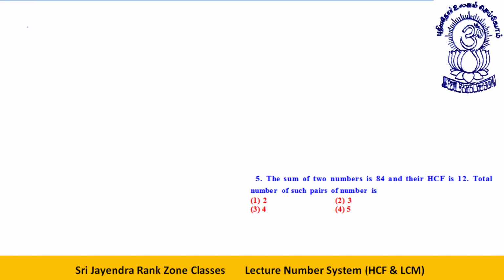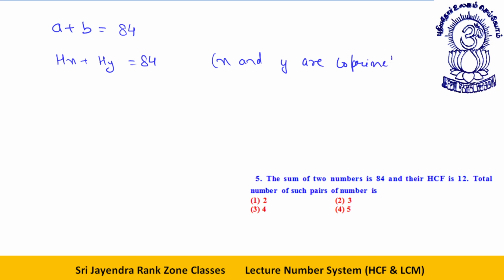The sum of two numbers is 84. Okay. A plus B is equal to 84 and their HCF is 12. A is what? HX. B is what? HY. H into X plus Y is equal to 84. I know X and Y are co-prime. H is what, 12? So you get X plus Y comes out to be 7.